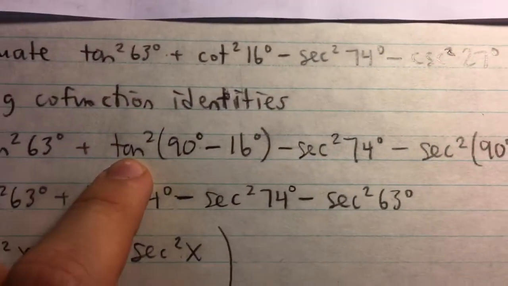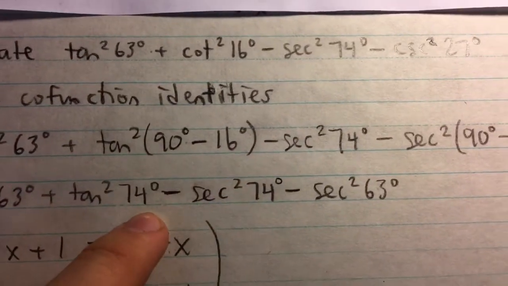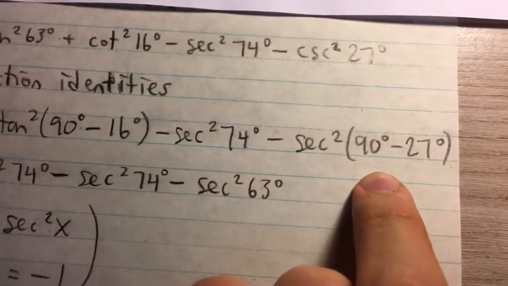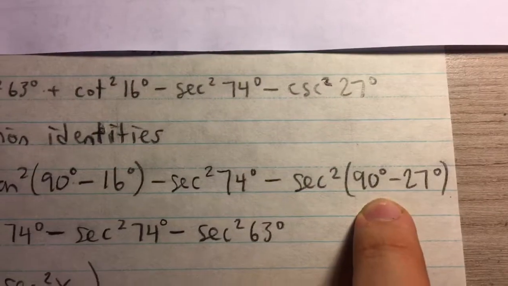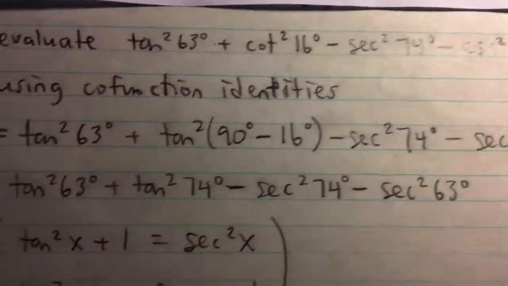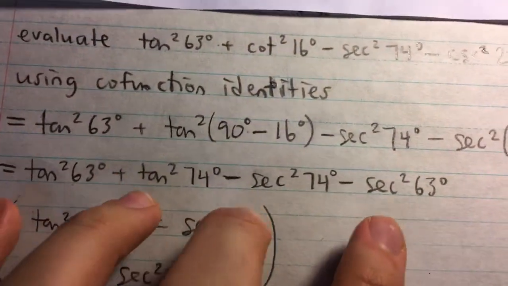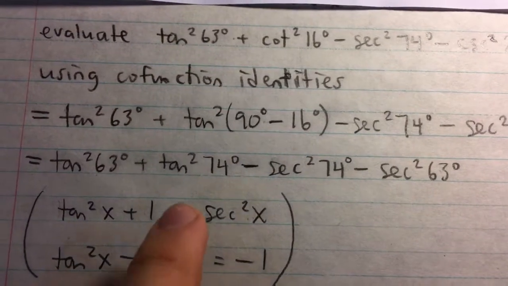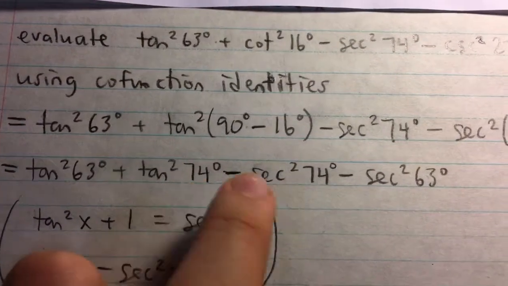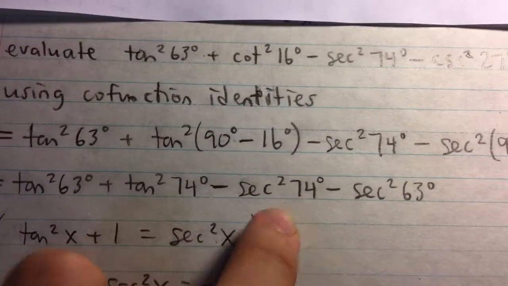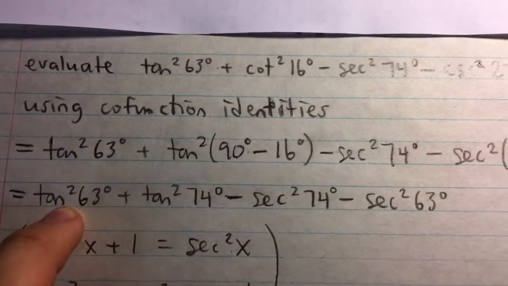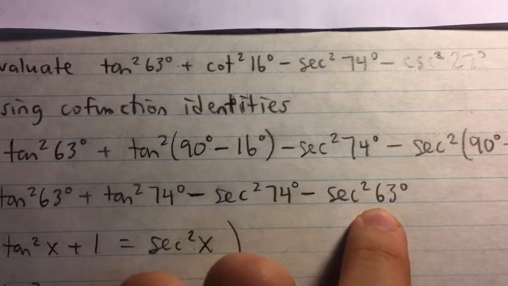And so here we have tangent squared of 90 minus 16, which is 74 degrees. And here we have secant squared of 90 minus 27 degrees, which is 63 degrees. And now we can simplify this expression. Notice we have tangent squared of an angle minus secant squared of an angle, and we also have tangent squared of a different angle minus secant squared of a different angle.